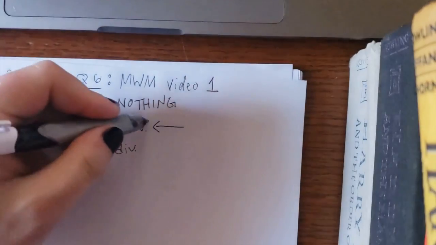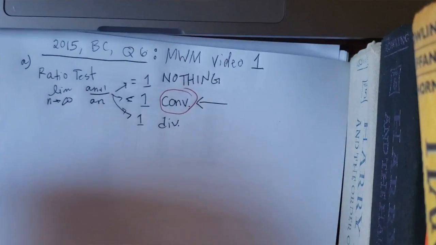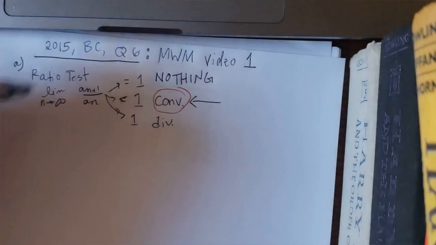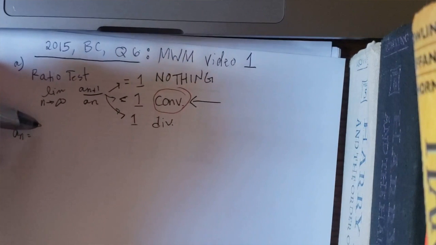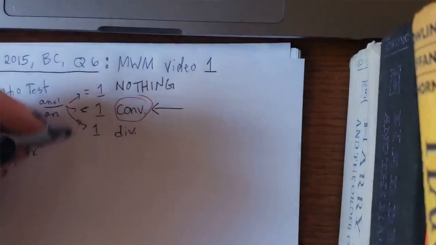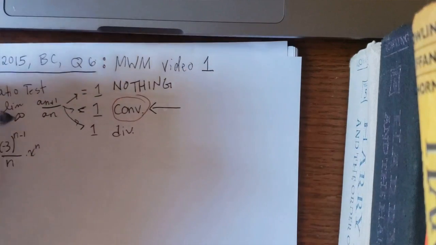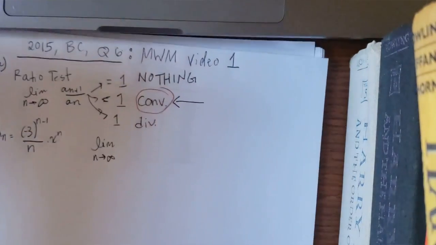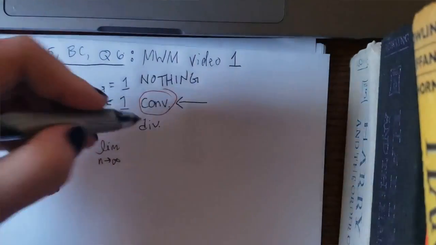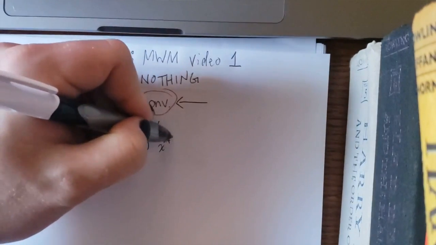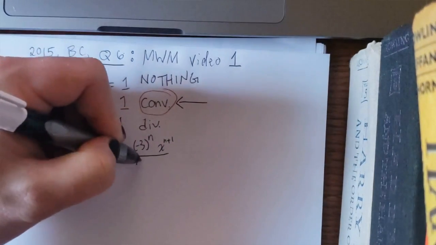I'm going to make that nice and bright. All right, so a sub n is whatever's in that nth term. So a sub n is -3 to the n minus 1 over n times x to the n. So we are going to perform our limit n going to infinity of, we want n plus 1, so that's -3 to the n, x to the n plus 1 over n plus 1.